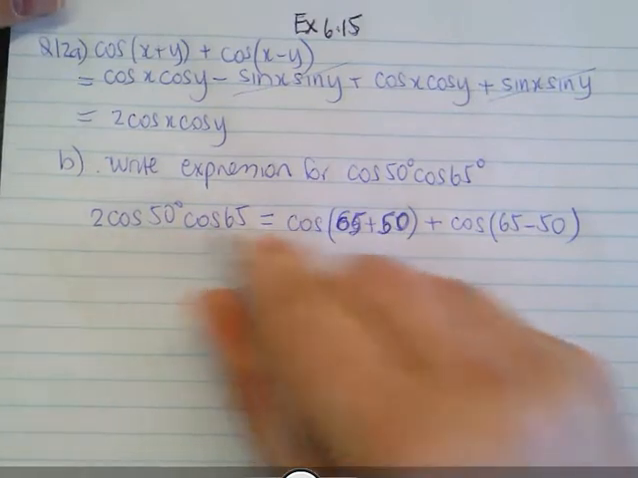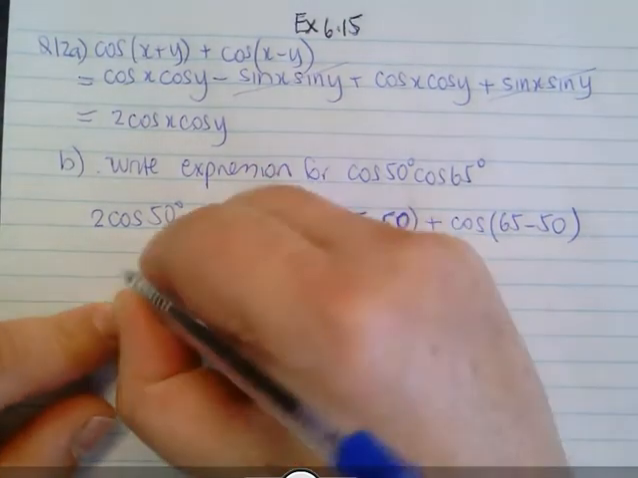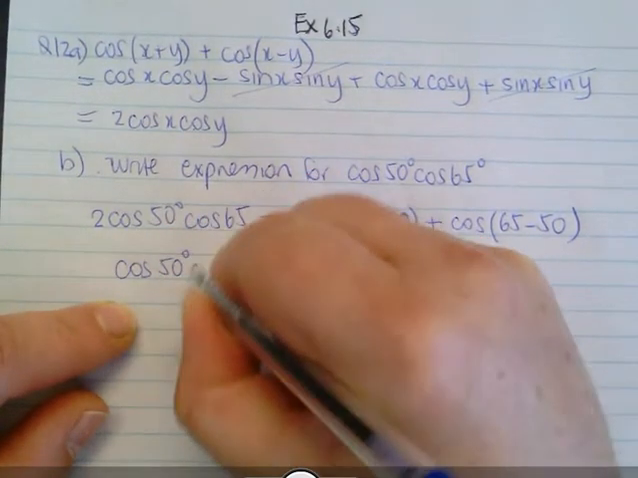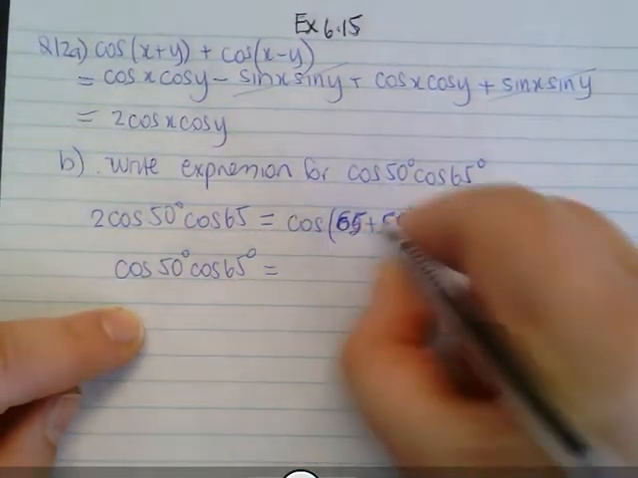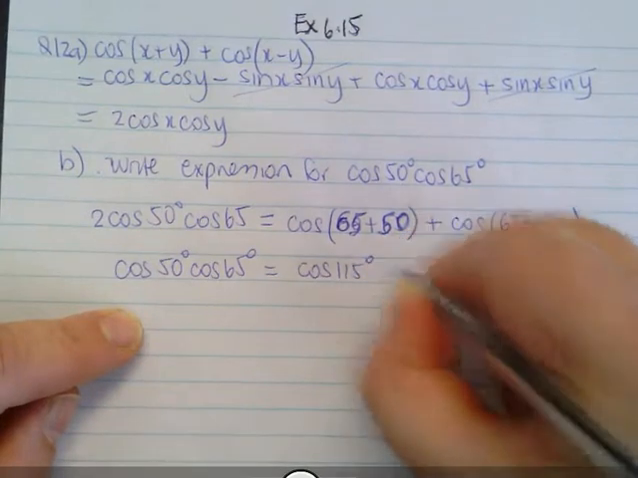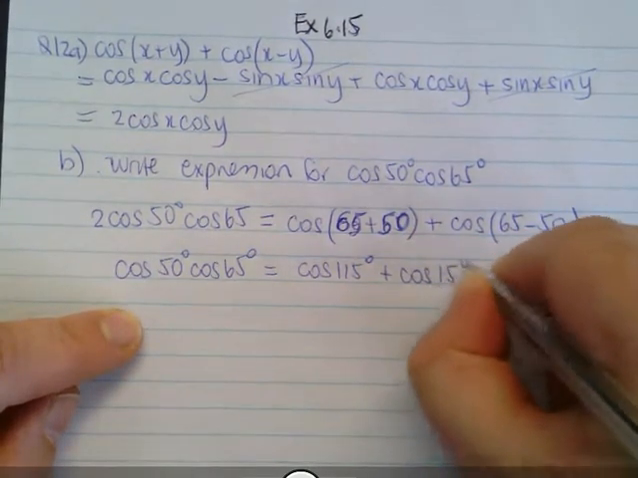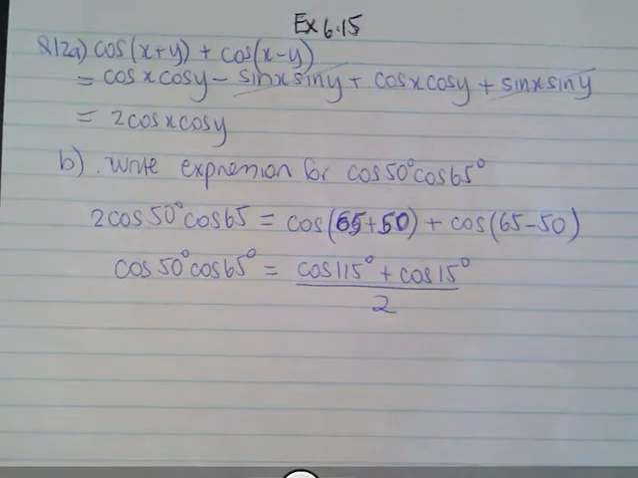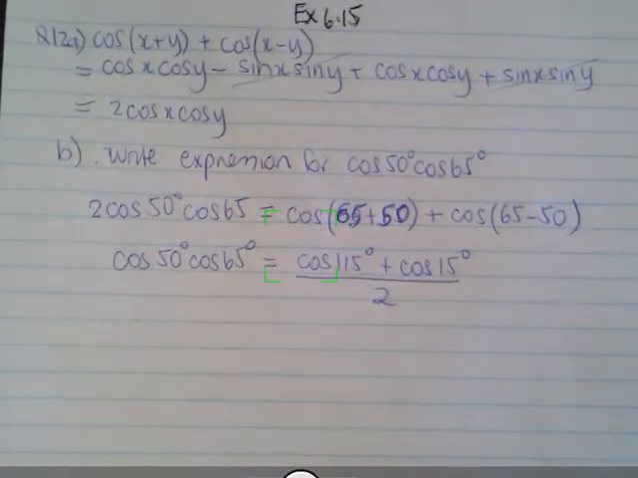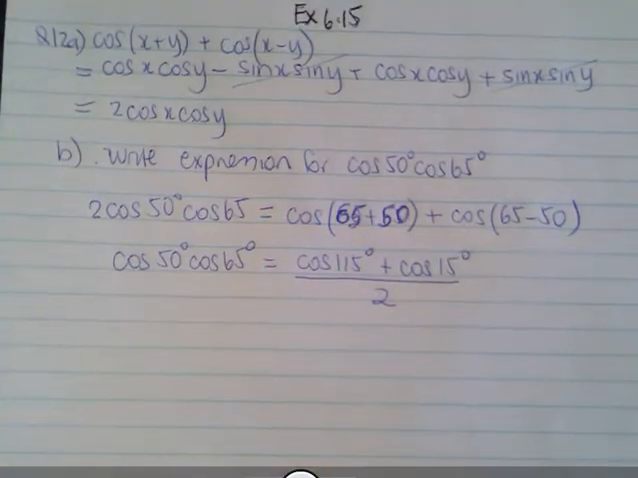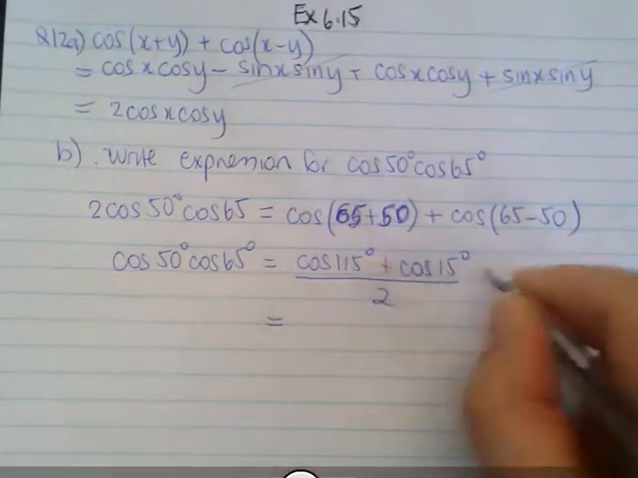Okay, so that's what 2 cos 50 cos 65 is. Are we okay with that? So therefore, cos of 50 degrees cos 65 degrees will be this expression divided by 2. So this is cos of 115 degrees plus cos of 15 degrees, divided by 2. Now, I don't know if they simplify further and rewrite cos of 115 as negative cos whatever, or no? Yeah, they write it as negative cos, or they leave it like this.